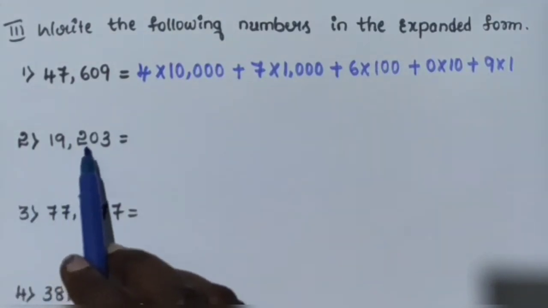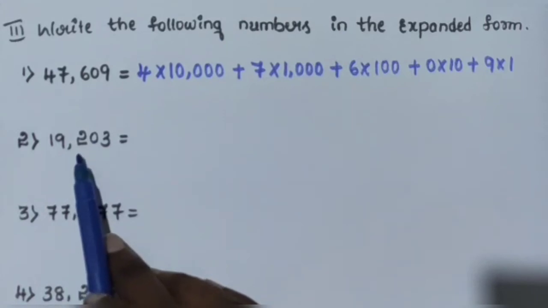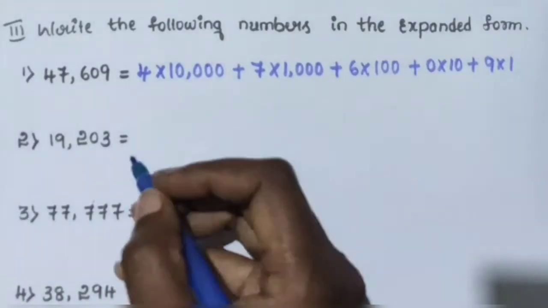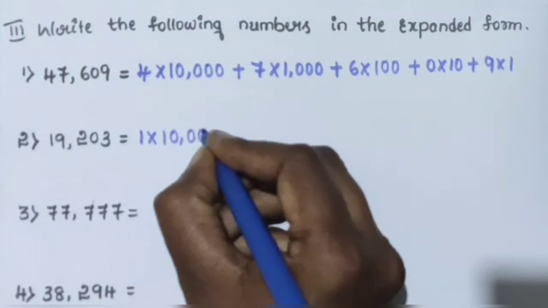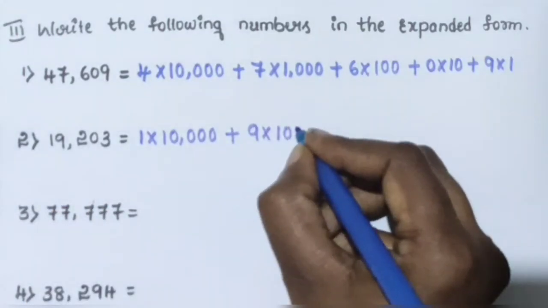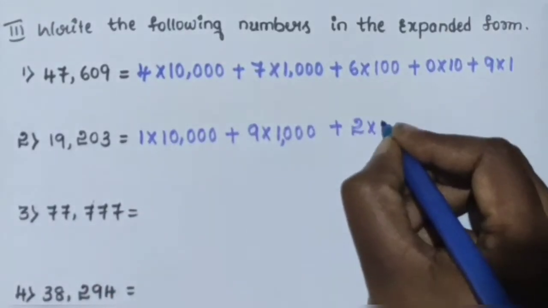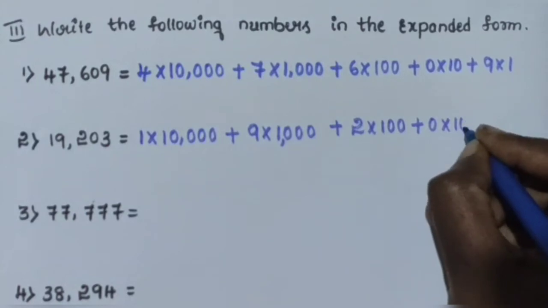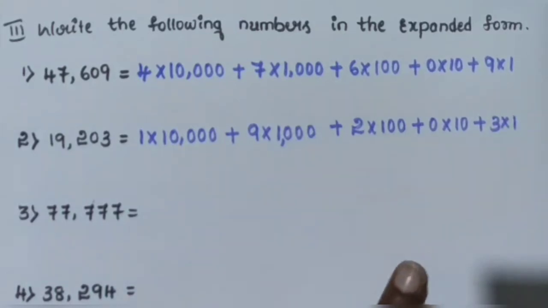Question number 2, 19,203. 3 is the units place, 0 is the tens place, 2 is the 100s place, 9 is the 1000s place, 1 is the 10,000s place. Then write in expanded form. 1 is the 10,000s place, 1 into 10,000 plus 9 is the 1000s place, 9 into 1000 plus 2 is the 100s place, 2 into 100 plus 0 is the tens place, 0 into 10 plus 3 is the units place, 3 into 1 is the answer.